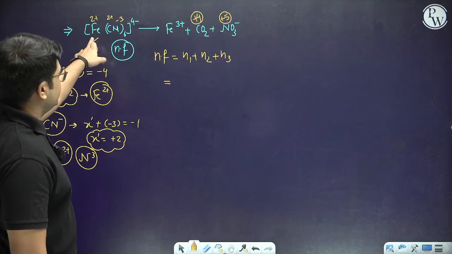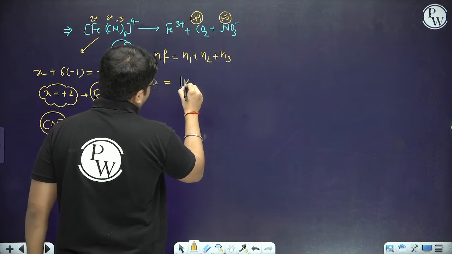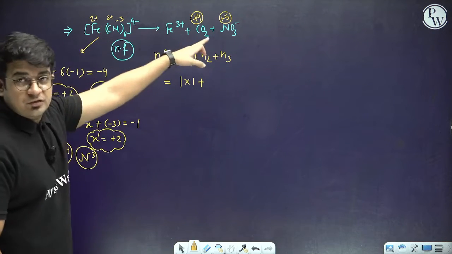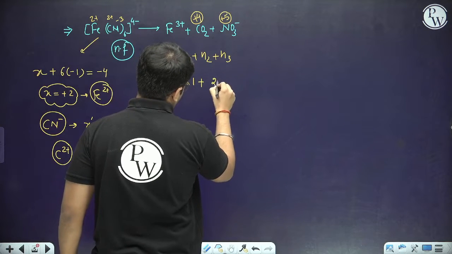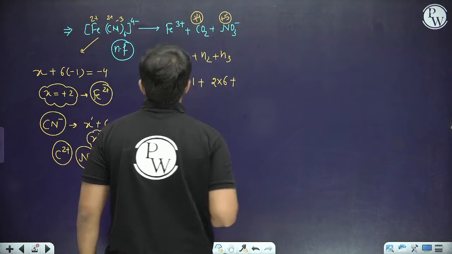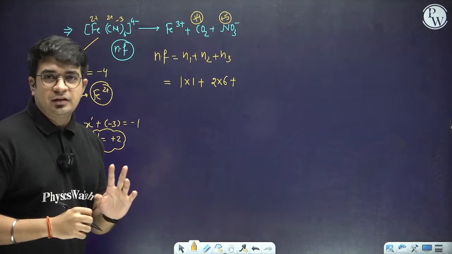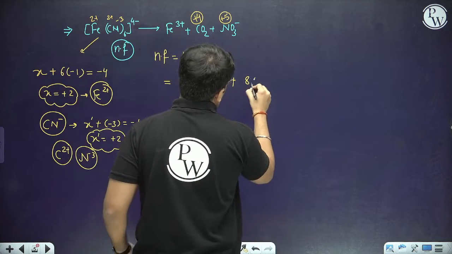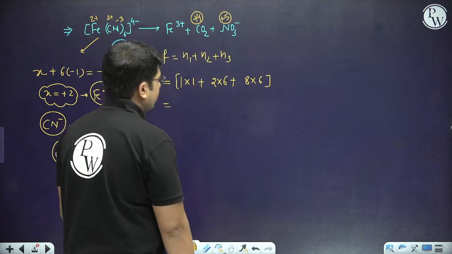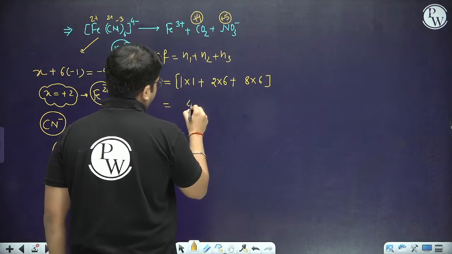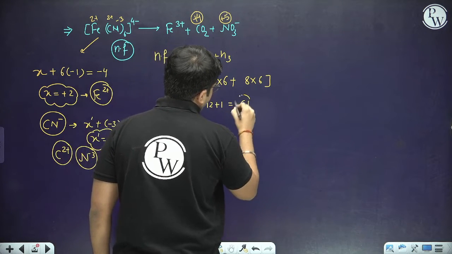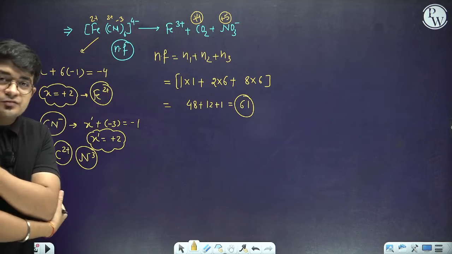So only one atom is there, +2 to +3, change of 1 multiplied by 1, plus N2, +2 to +4, change is of 2 multiplied by how many atoms are there? 6 atoms are there, plus -3 to +5, change is of 8. How many atoms are there? 6 atoms are there. So if you calculate, that will be 48 plus 12 plus 1. That will be equal to 61. So total N factor in that case will be 61.